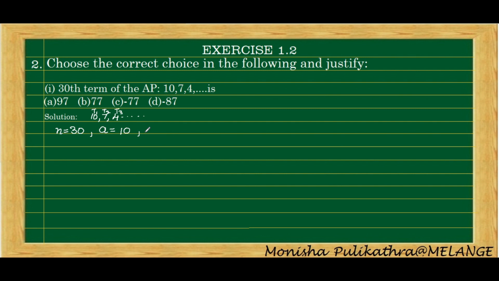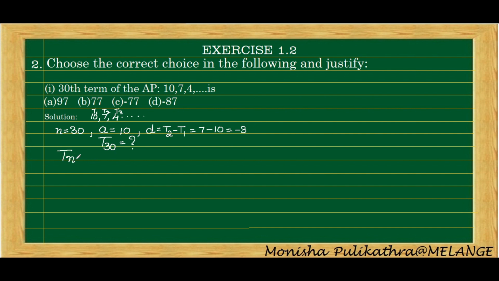Next we need to find the common difference. So common difference D is equal to the preceding term minus the first term, that is T2 minus T1. So T2 is 7 minus T1 is 10. So 7 minus 10 is minus 3. Okay, so we got n is equal to 30, the number of terms, A the first term is equal to 10 and common difference is equal to minus 3. So what we need to find out here? The 30th term, that is T30 or A30.